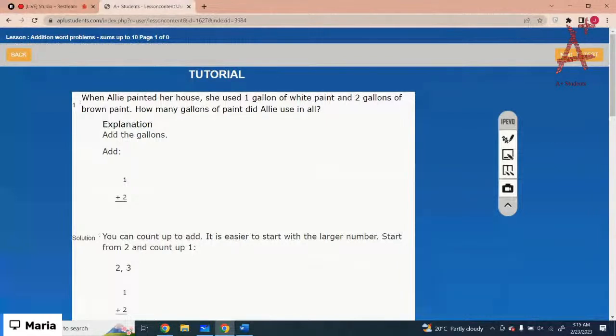1 plus 2 makes 3. That means the total used is 3. Got it?